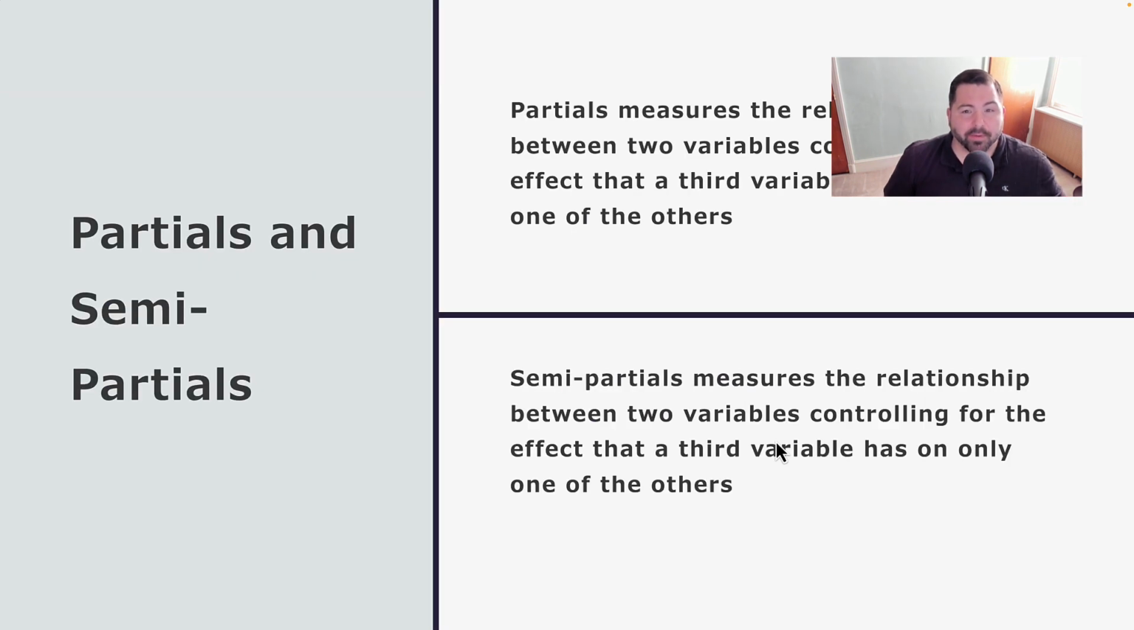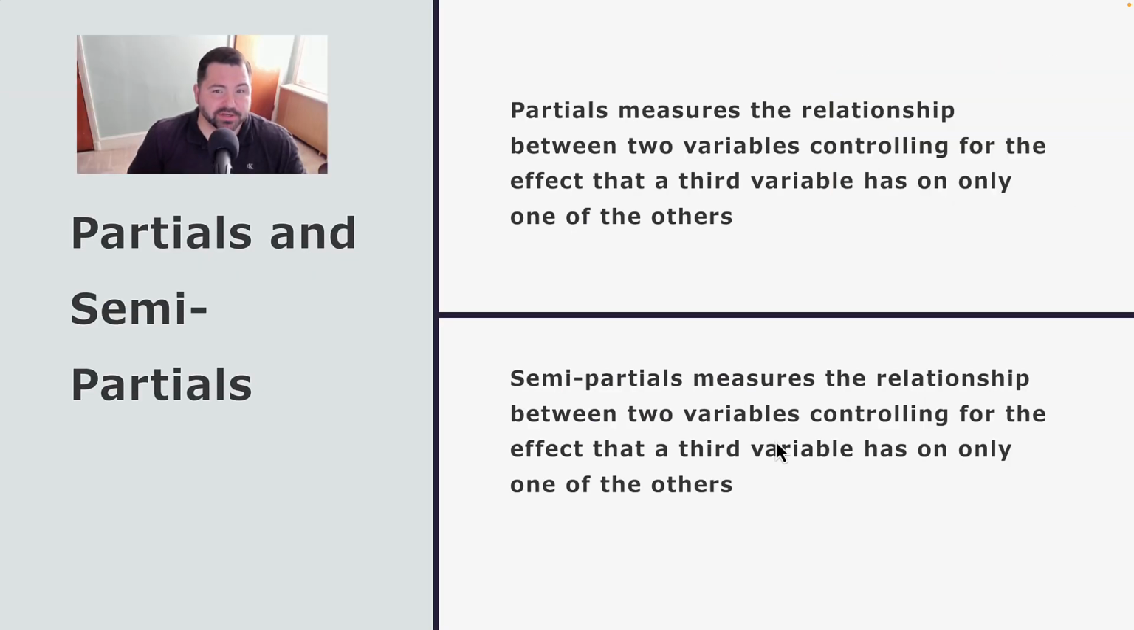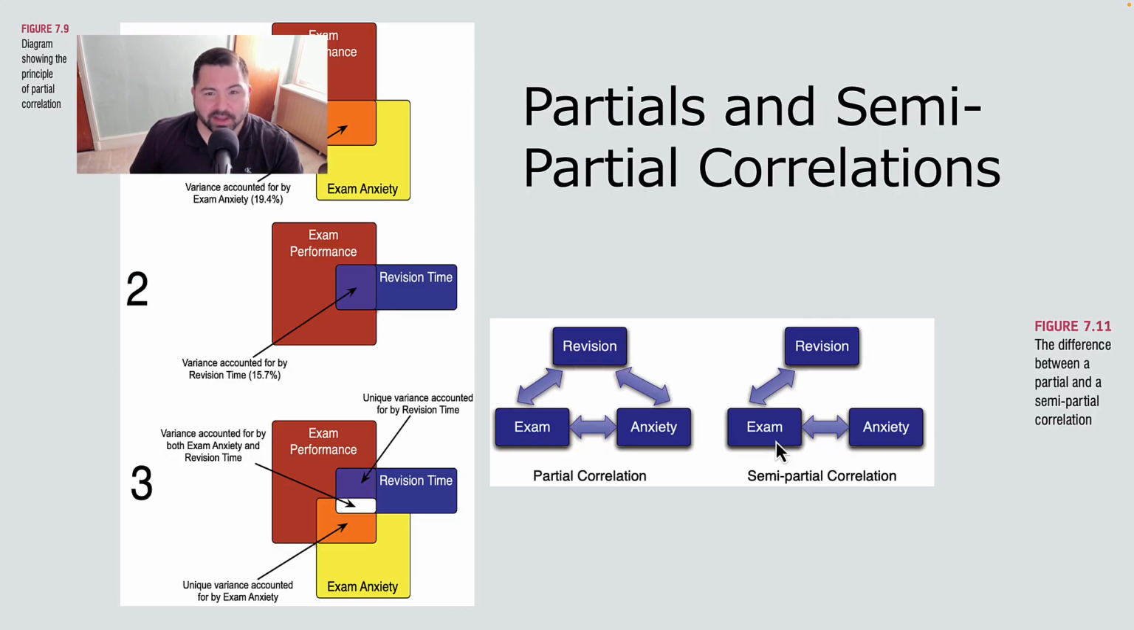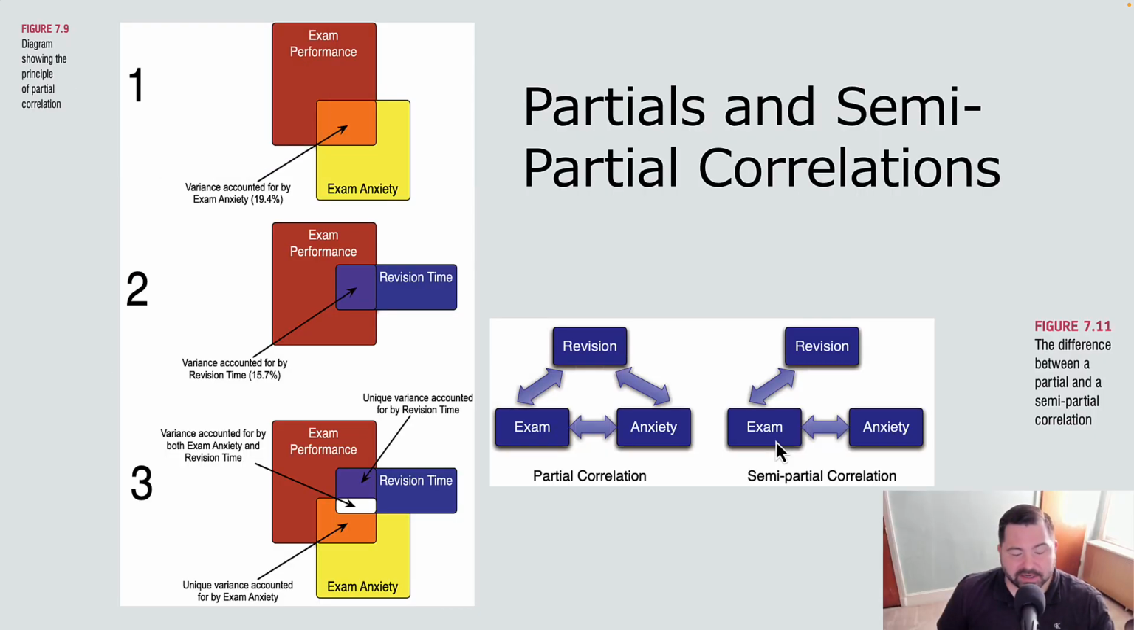And so a partial correlation is going to measure the relationship between two variables while controlling for the effect of a third variable. Whereas a semi-partial correlation is going to measure the relationship between two variables, controlling for the effect of a third variable on only one of the other variables. And so to give you an idea of what this would look like, we'll give you some examples here.